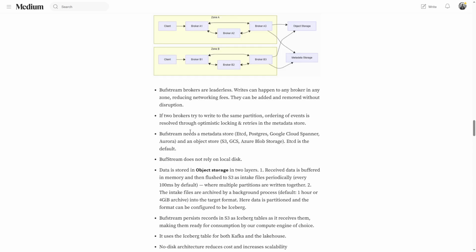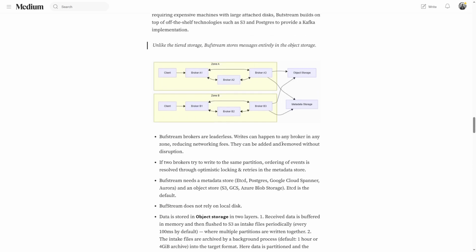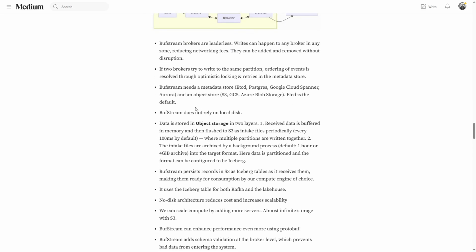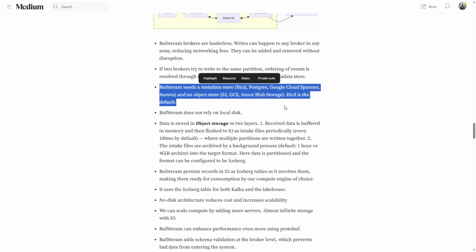There are a few other things. For example, if two brokers write to the same partition, ordering of events is resolved through optimistic techniques. So they have certain techniques to find out which broker would be accepting the write request. They use consistent hashing, I think, to find the right broker for a topic's partition rather than choosing a leader.